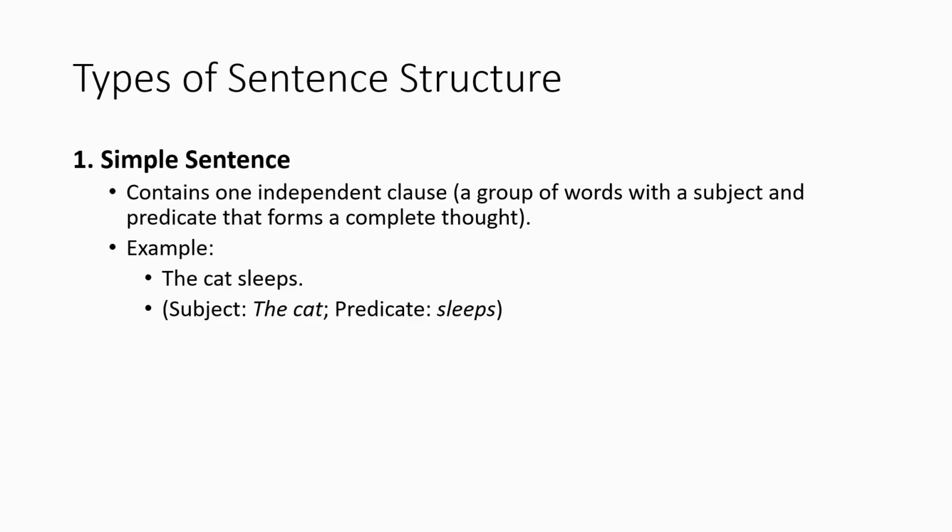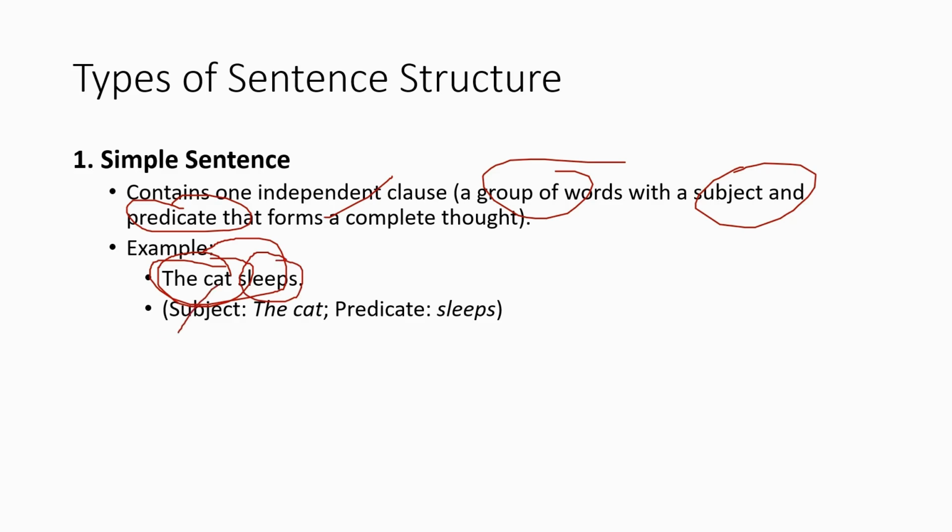If we talk about the first one, the simple sentence: a sentence that contains one independent clause, or one group of words with a subject and a predicate that forms a complete thought. Look at this example: "The cat sleeps." Who sleeps? The cat. So cat is the subject and sleeps is the predicate. This is one sentence because it has only one noun and one verb.